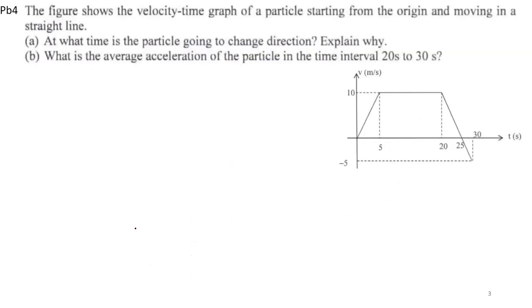Okay, now let me go to the next problem here. I have this figure, which is showing a velocity time graph. So I have velocity, time. The particle starts from the origin and it's moving in a straight line, one-dimensional motion. So the question is, at what time is a particle going to change direction? And explain why.